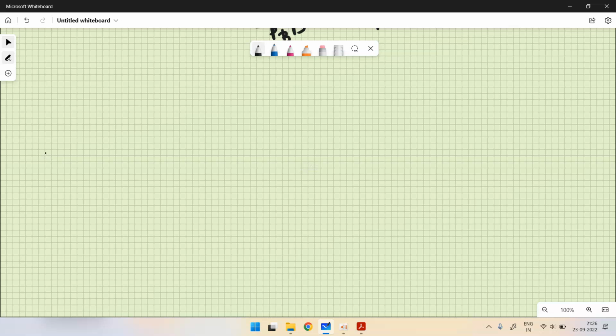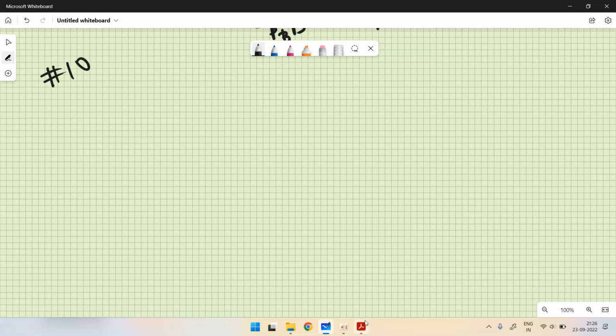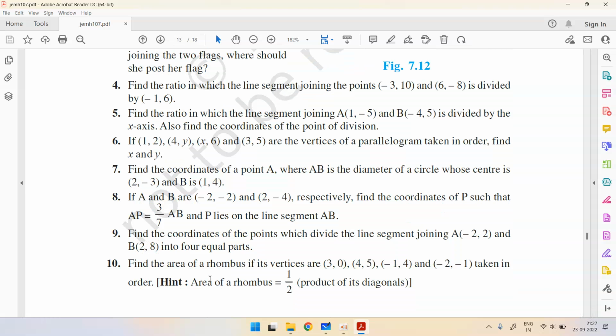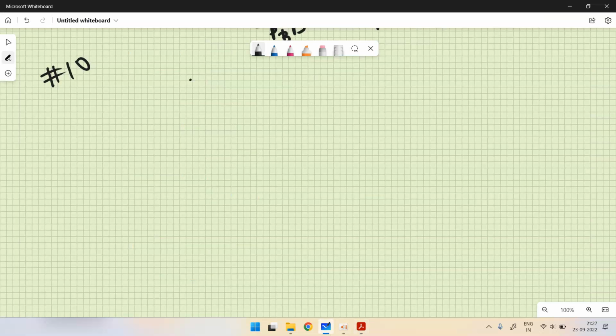Question number 10. The question says: find the area of a rhombus if the vertices are these, taken in order. Also they have shown the hint that the area of a rhombus is half the product of the diagonals. Let me draw a rhombus.